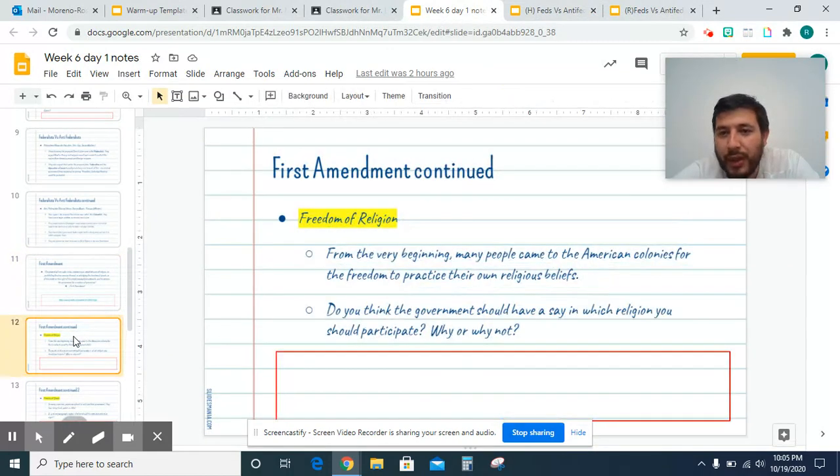So I'm going to go over each one. The first part is the freedom of religion. From the very beginning, many people came to the United States, or the colonies, seeking freedom of their own religious beliefs. I'm going to give you some examples.